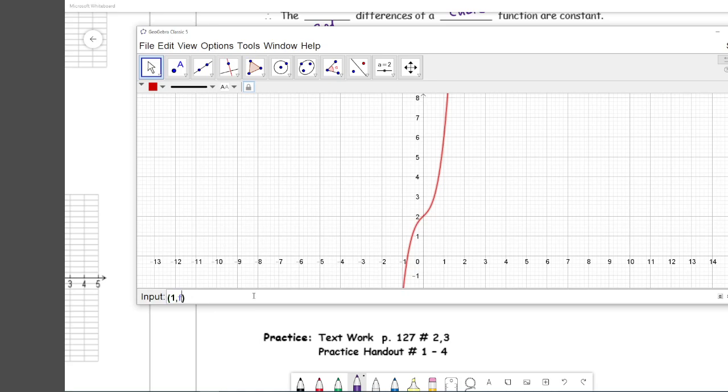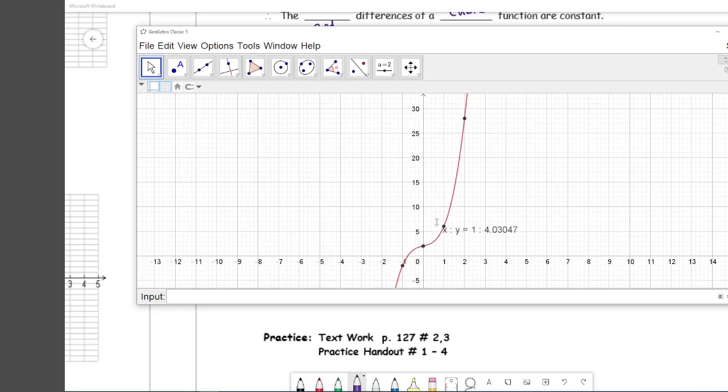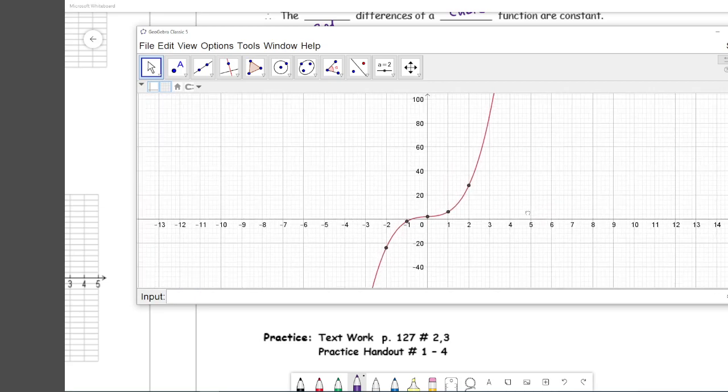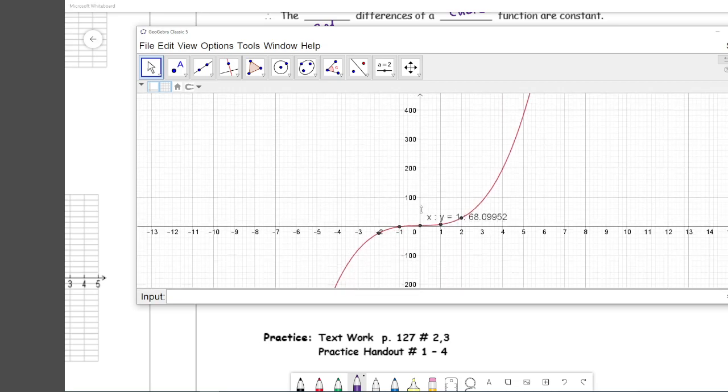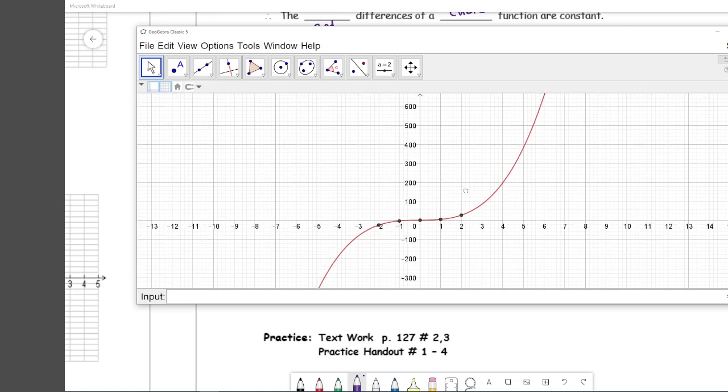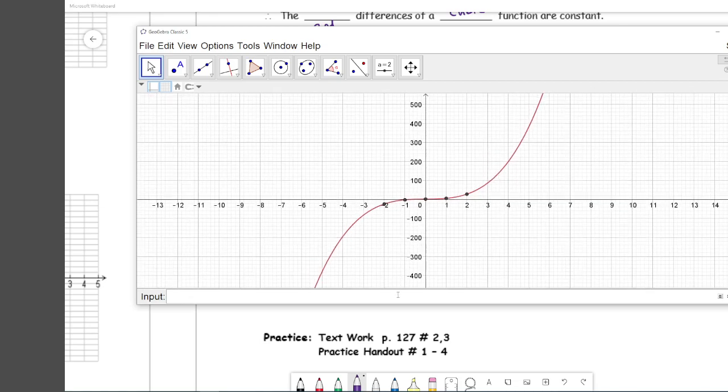So 1 and f of 1, 2 and f of 2, 0 and f of 0, and negative 1 and f of negative 1, negative 2, f of negative 2, and then let's say 3 and f of 3, because we're going to need a few more points for this to work. So again, we know that this is a cubic already, because that's how I designed it, but we don't know its leading coefficient. Sorry, I thought we drew 3 and f of 3.